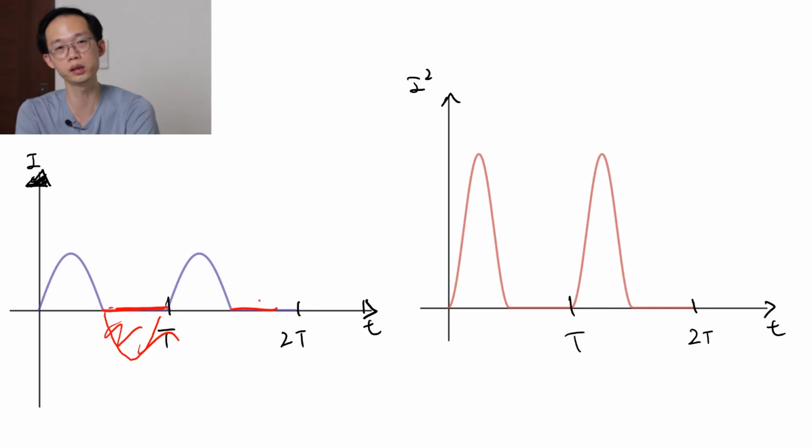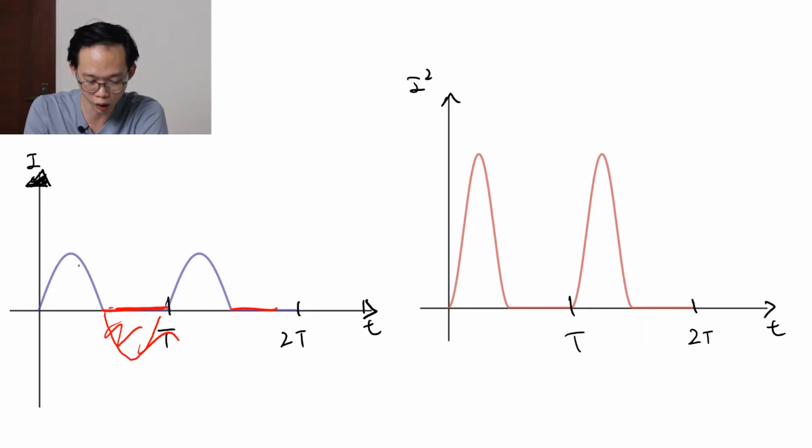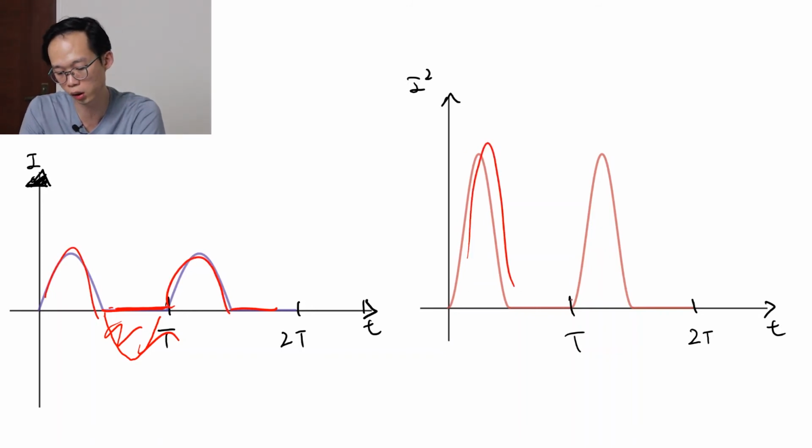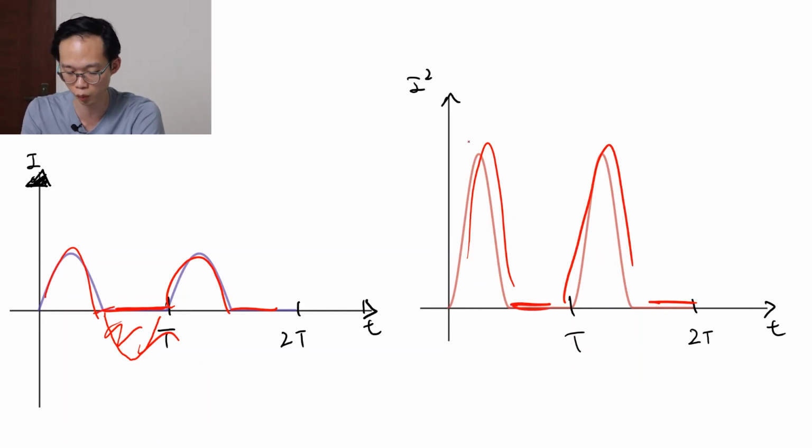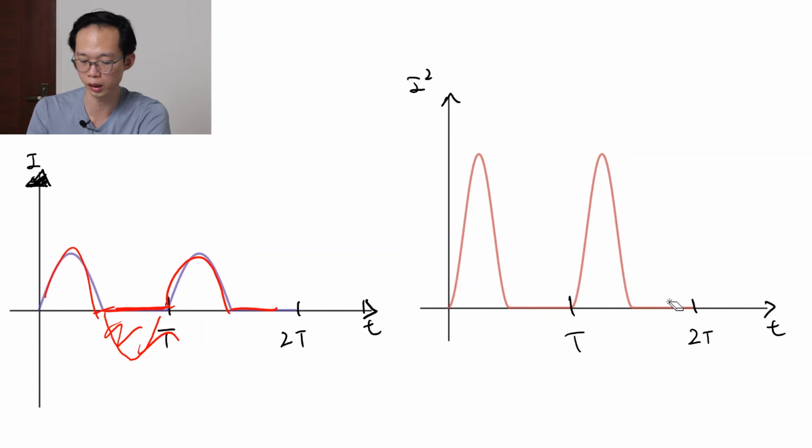But this does not change our approach. We still follow the same 3 steps. Step 1, square the values. We still have these 2 positive portions, so these 2 get squared into these 2 shapes here, and then 0 gets squared into 0. So we end up with an I squared graph that looks like this.